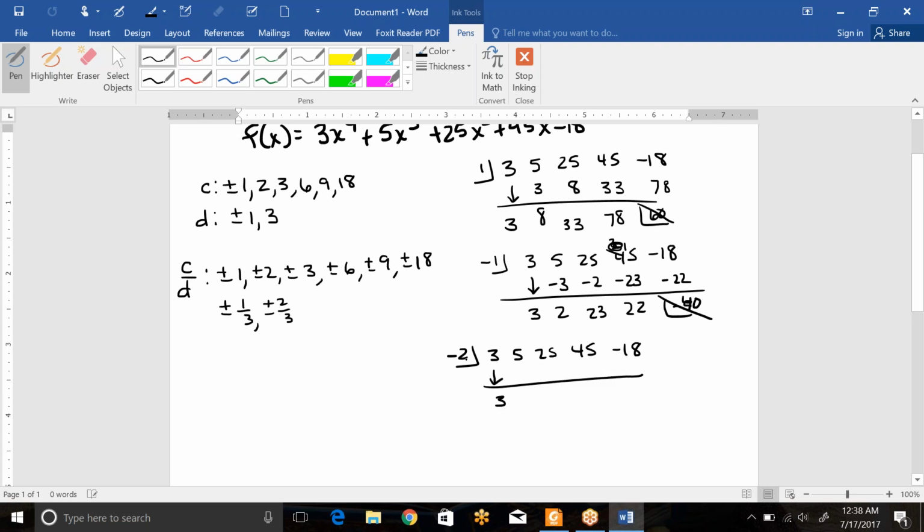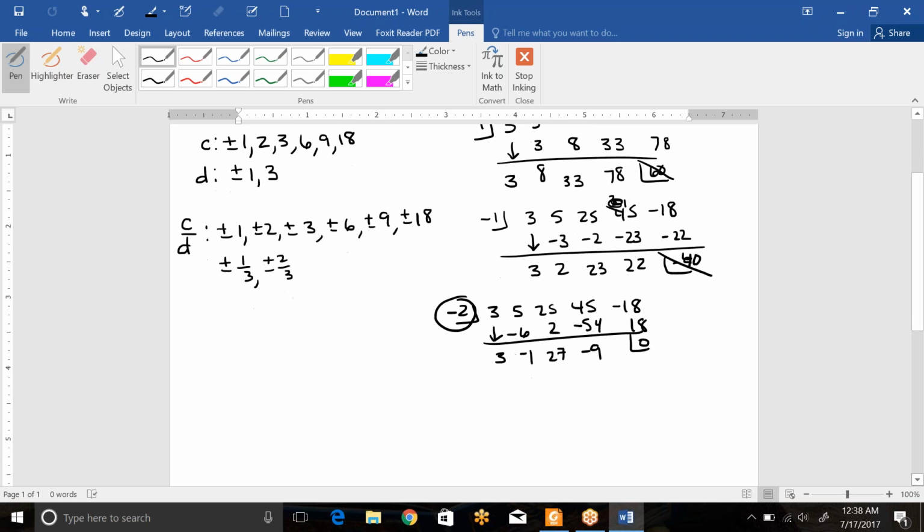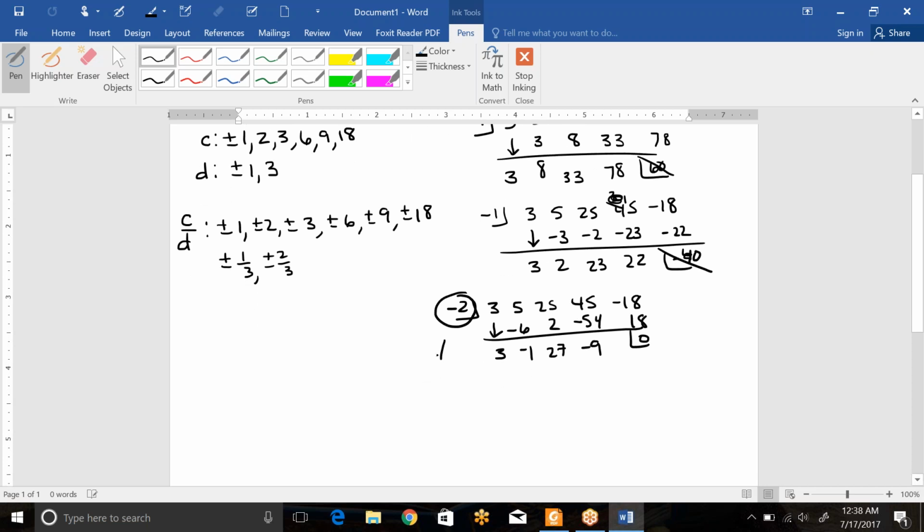So bring down the 3, this would be -6, that would be -1, multiply, that's +2, so that's going to be 27, multiply, that would be -54, so that's going to be -9, multiply, that's +18, so that is 0. So we definitely know that -2 is a solution to this. So remember, that would give me a factor of x plus 2.